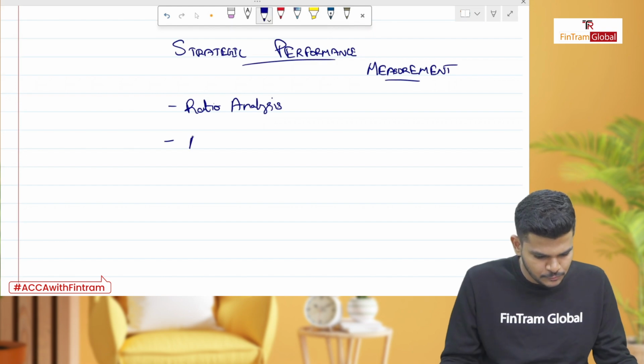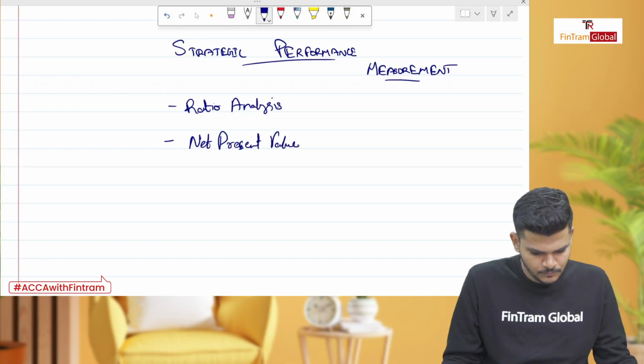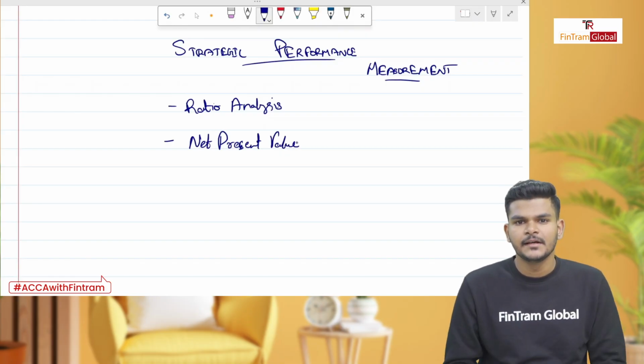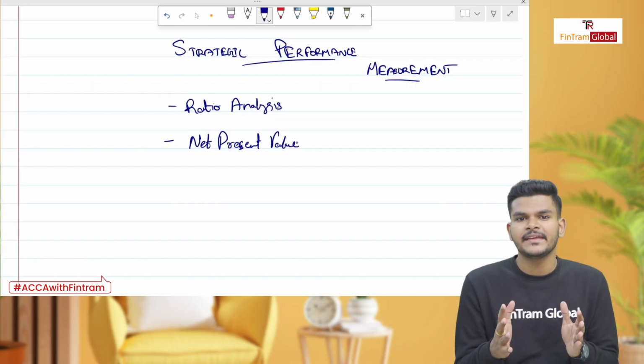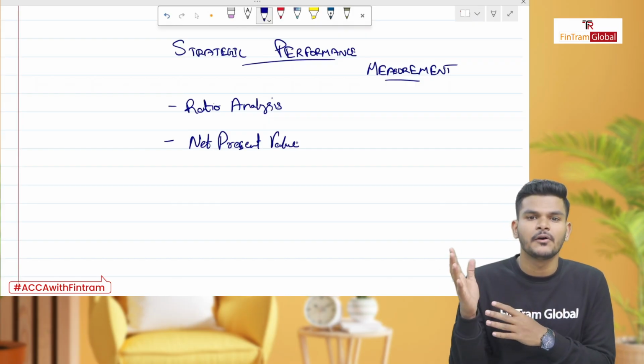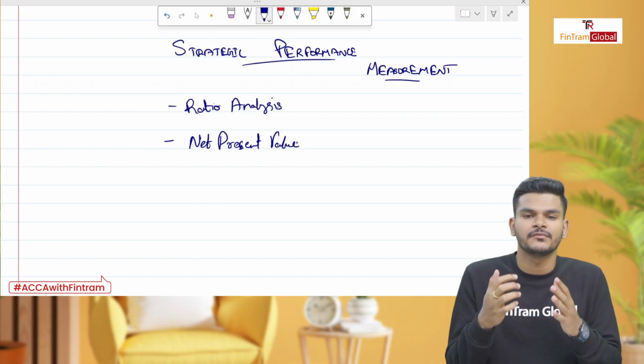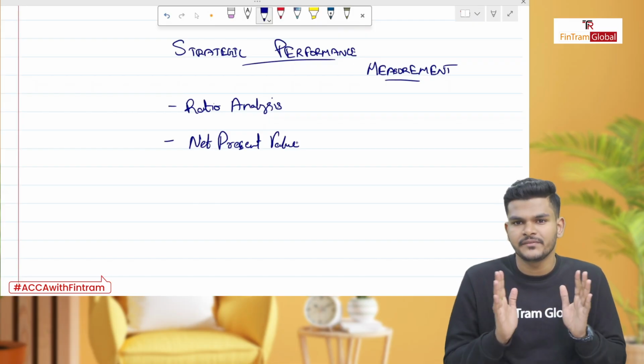So there's also the net present value, right? What is the net present value all about? It's basically the net of cash inflows and outflows, or the net present value of the cash inflows and outflows of a particular project, right? To put it very simply.